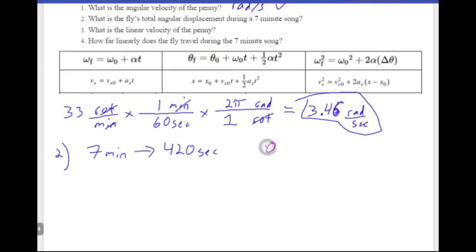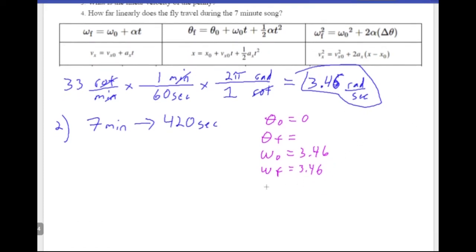So let's start out with theta initial, which is just 0, theta final, which is unknown, omega initial, which is 3.46, omega final, which is also 3.46. Because it's a record player, it's moving at a constant velocity there, so that's not going to change.